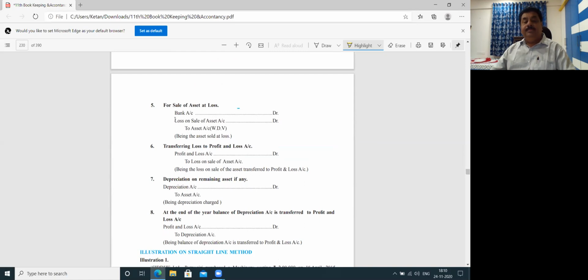Number five. Where asset is sold at loss. Come on, write this entry. Bank account debit, loss on sale of the asset account debit to asset account. You have to write this particular entry.